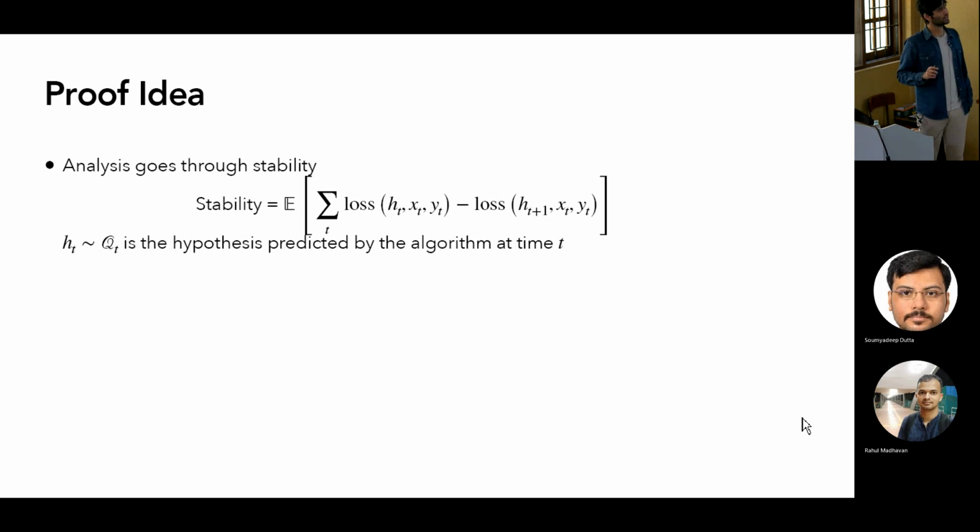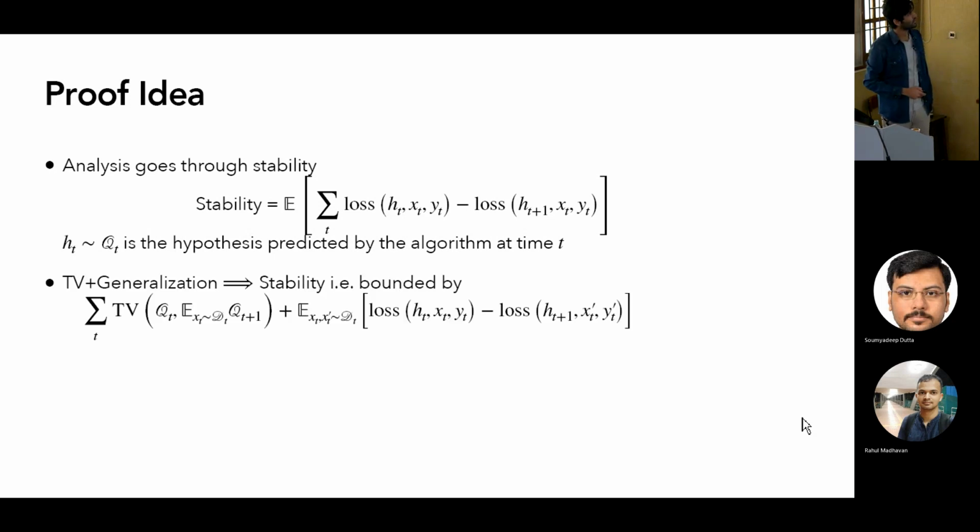The proof itself goes through the standard notion called stability, which bounds the loss of your current prediction. So h_t is your current prediction at time t, and q_t is the distribution of that, because you're making a random prediction. It's the loss of h_t on your data today versus the loss of h_{t+1}, which already looks at x_t and y_t, and the difference between that. Bounding this expectation gives you regret bounds.